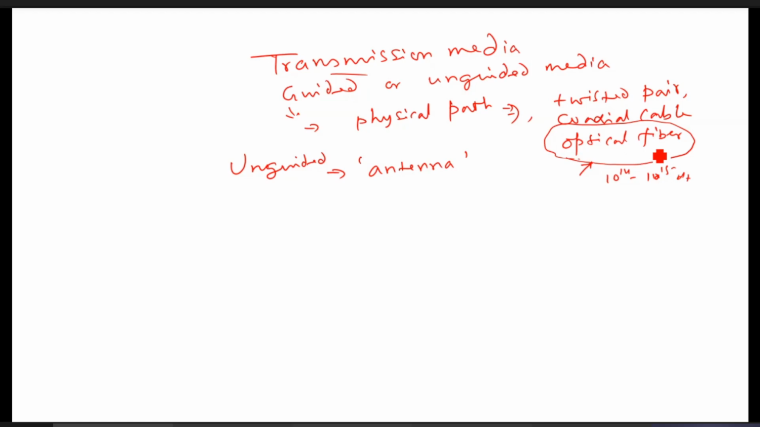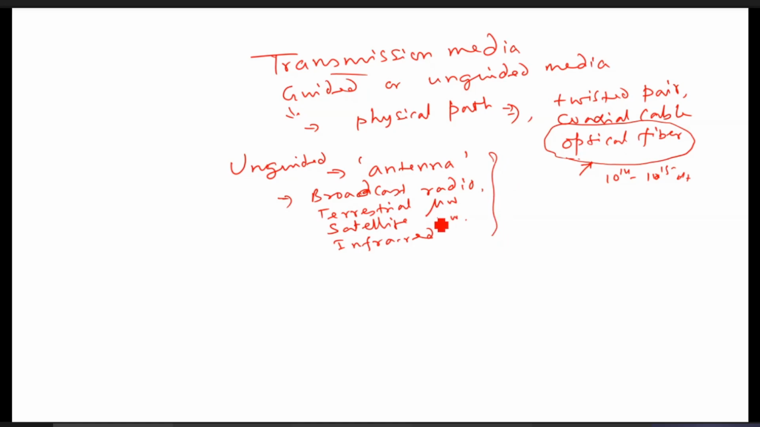Anyway, in case of unguided transmission techniques, antenna is used, and the techniques are broadcast radio, terrestrial microwaves, and satellite microwaves. These are the unguided ones. Also, there is another wireless transmission, that is infrared. So these are the different transmission techniques used in case of unguided transmissions.